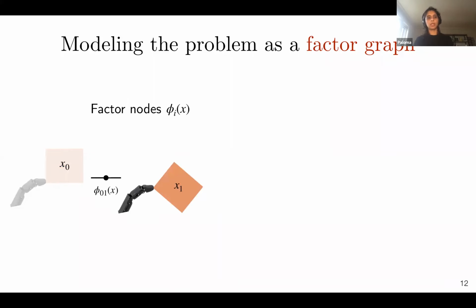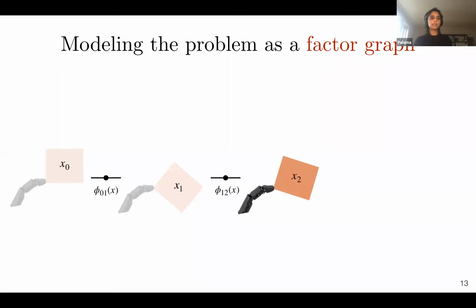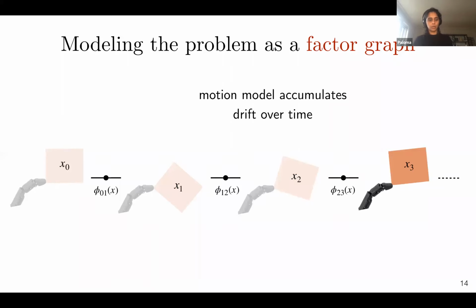The second type of node is a factor node, which encodes relationships between these variables. For example, here, the factor phi models the dynamics between poses x0 and x1. Now, as the robot finger pushes the objects, we keep adding new variables and factors into the graph. Note that if we are just using the dynamics or the motion model, our estimates will drift over time.